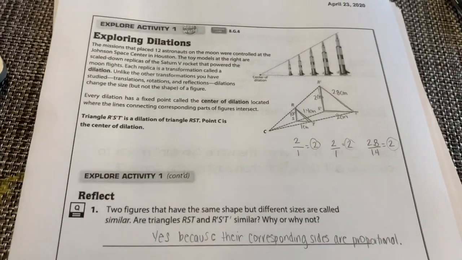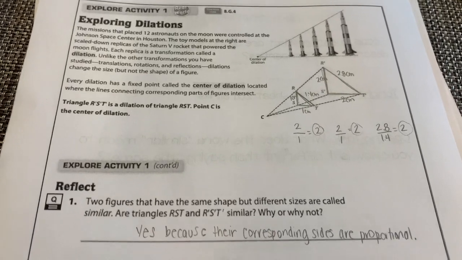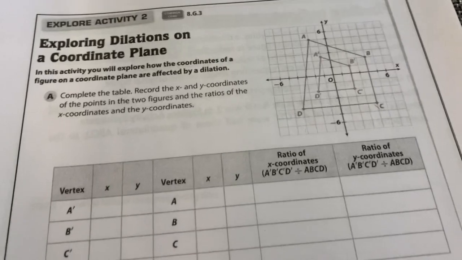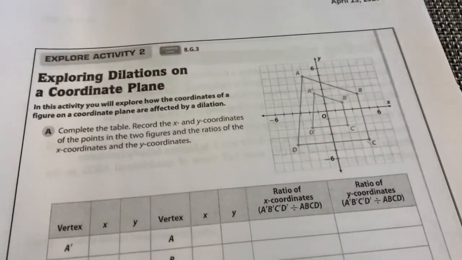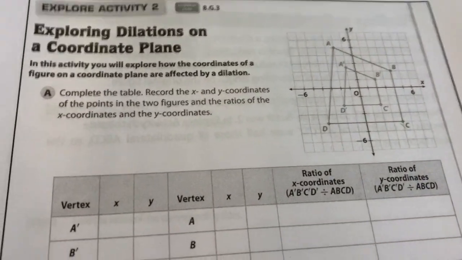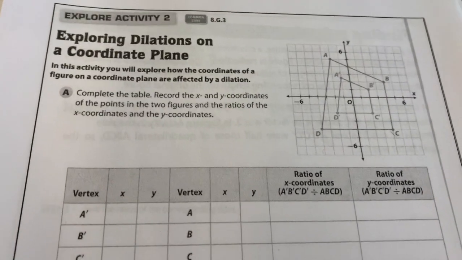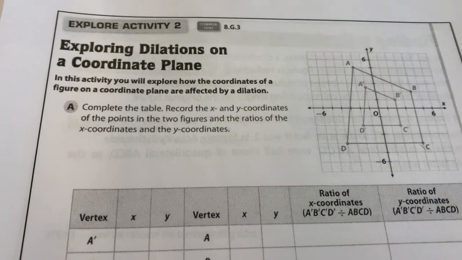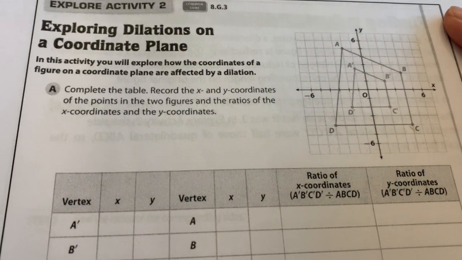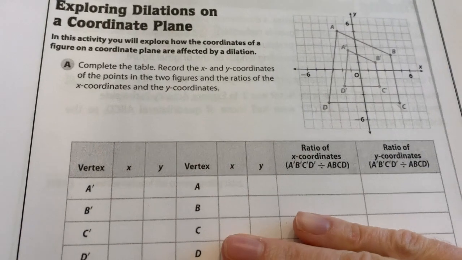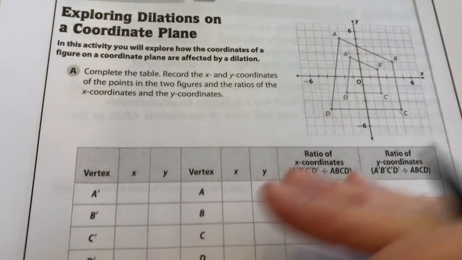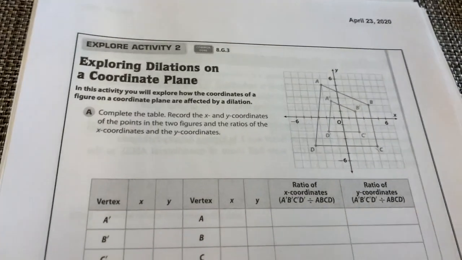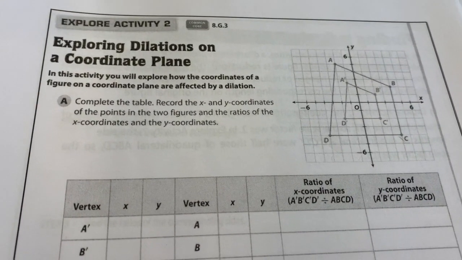So let's take this from the Explorer activity here to the second Explorer activity, which brings us to the coordinate plane where things are a little bit more structured. Okay, and this one's gonna make a little more sense to you, I promise. In this activity, we're gonna explore how the coordinates of a figure on a coordinate plane are affected by a dilation. So we're gonna fill out this table. I would like you to try to fill this out on your own. I'm gonna keep going with the lesson, but you can pause it if you'd like.